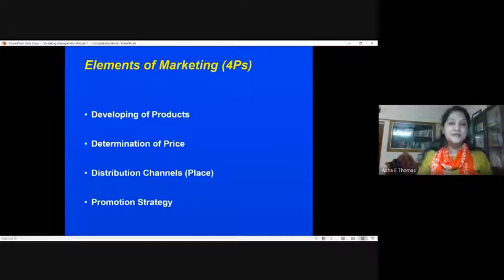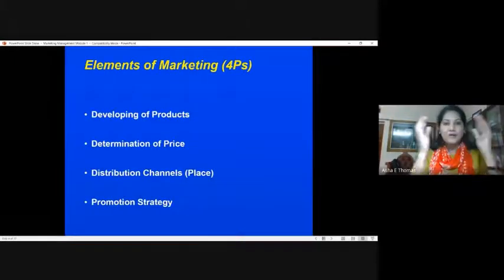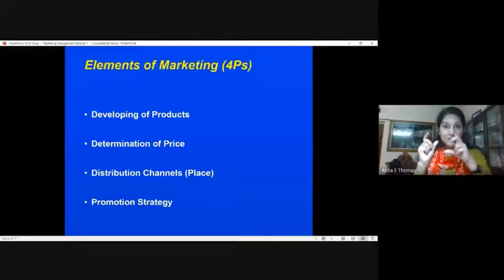Marketing deals with what should be produced, what type of product needs to be produced, what are the features that are to be there for that product or service, and what is the quality requirement for that product. All that is connected with the development of a product. That's the first P of the 4 P's, which talks about the product.